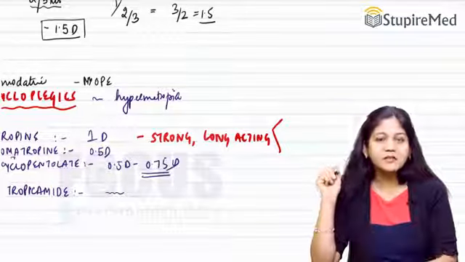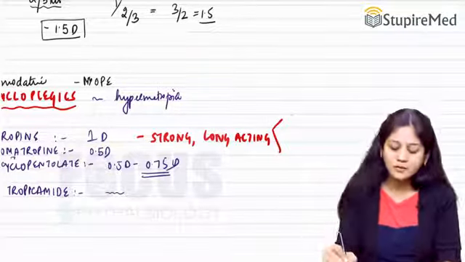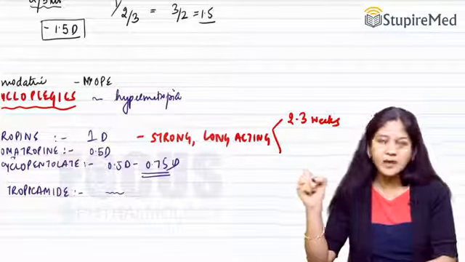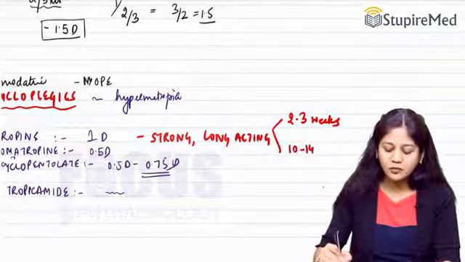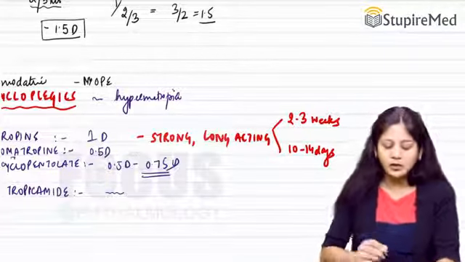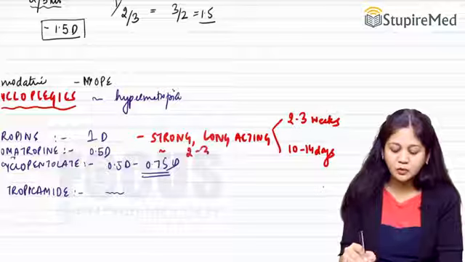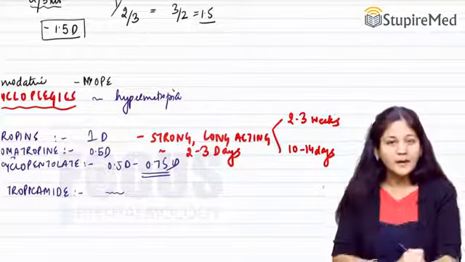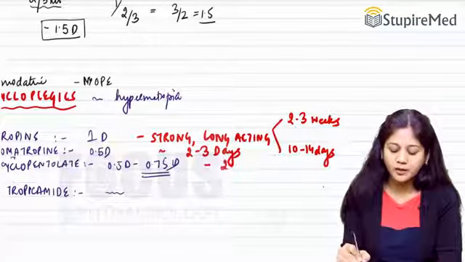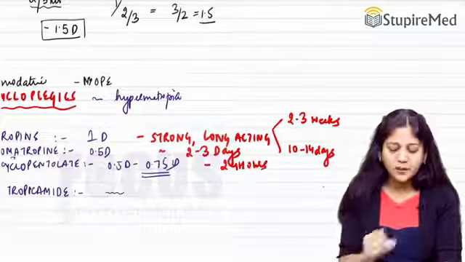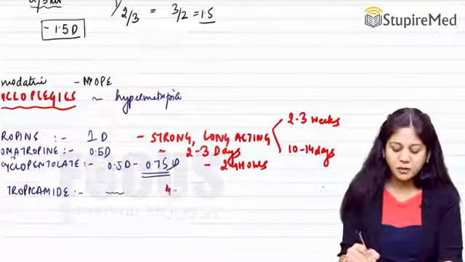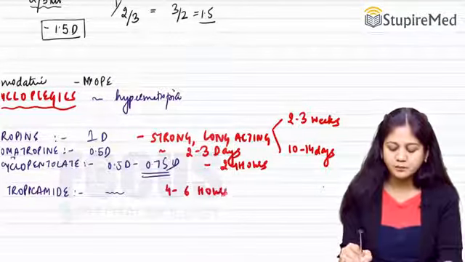So, the mydriatic action of atropine would last for approximately 2 to 3 weeks, which is pretty long. Now, the cycloplegic action would last for approximately 10 to 14 days, which is also pretty long. Now, the action of homatropine would last for approximately 2 to 3 days. Now, cyclopentolate, though it's a medium level cycloplegic agent, the action lasts for approximately 24 hours. And tropicamide, hardly anything to be subtracted here, but the action lasts for approximately 4 to 6 hours.